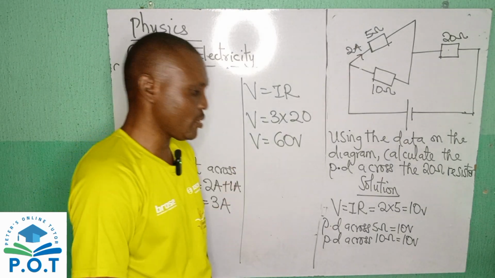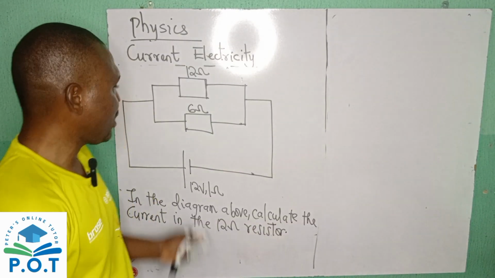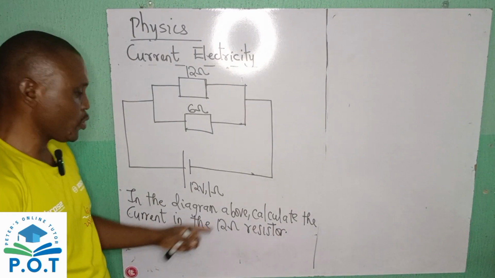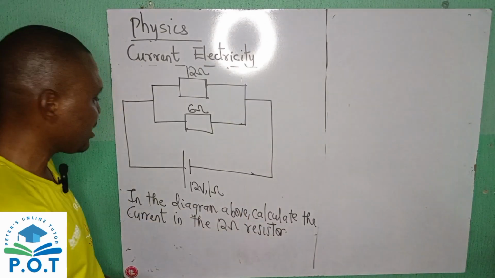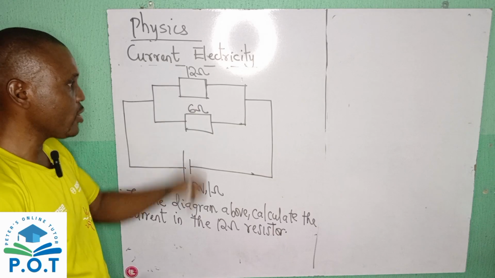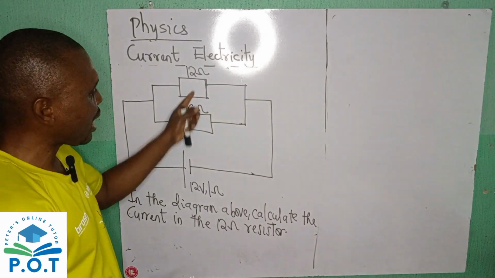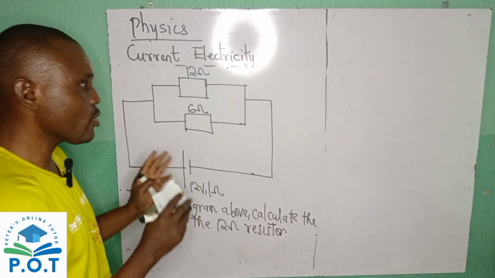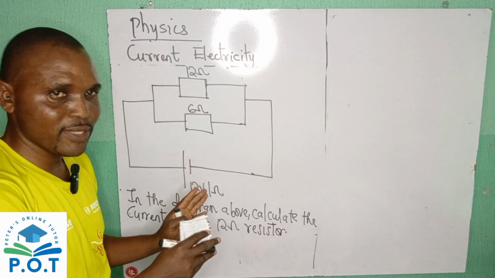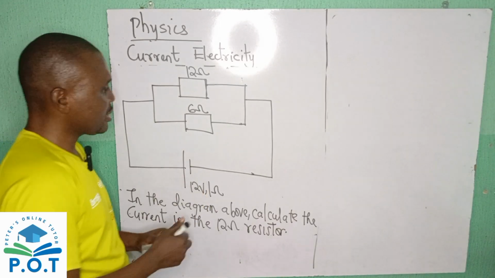Let us see another question. Let's look at this question. You have a diagram like this, and the question says we should calculate the current in the 12 ohm resistor. So current in the 12 ohm resistor. What is the first step? Now, these two are in parallel, so let's first start by getting the effective resistance. They are both in parallel. Then let's start.